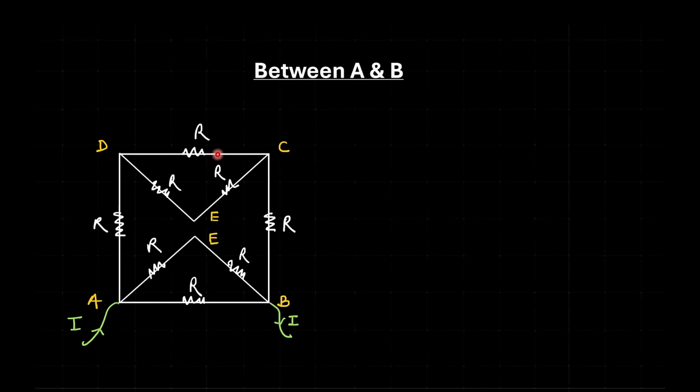So first of all, this R and this R and R will make 2R. So this 2R and R in parallel combination will give 2R by 3. And this 2R by 3 is in turn in series with this R and this R. So that would make 2R by 3 plus 2R, which is equal to 8R by 3 up to here. So from here to here, this whole resistance is 8R by 3.